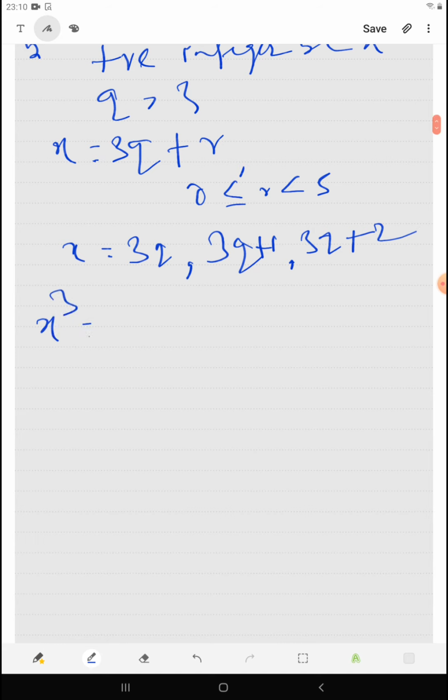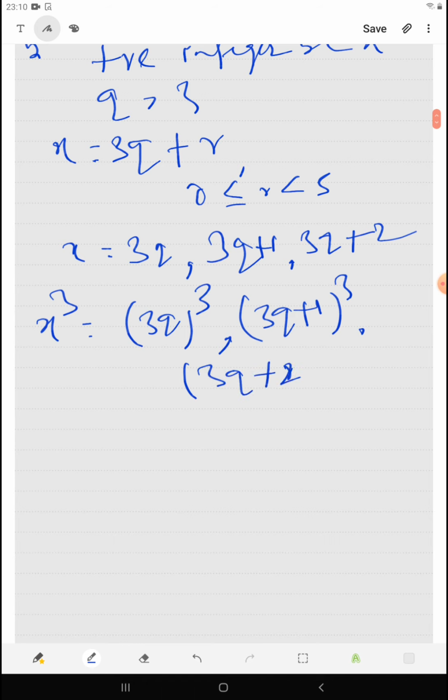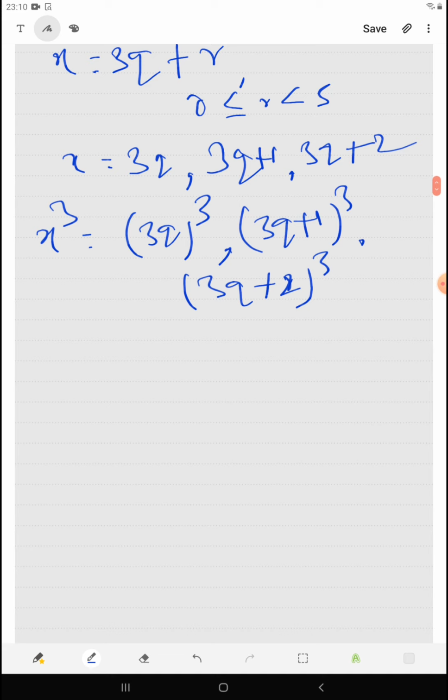Now x cube equals 3q cube, 3q plus 1 cube, 3q plus 2 cube. I am giving commas, you can make it separate also, there is no issue with it. So either it can be 3q or 3q plus 1 or 3q plus 2. You can write separate lines also. I am doing it in the same line for your understanding and because of space constraints. So of course x cube, if I consider this, will be 27q cube.